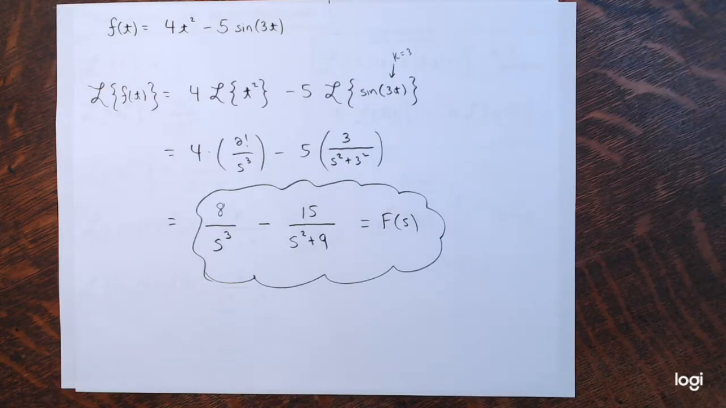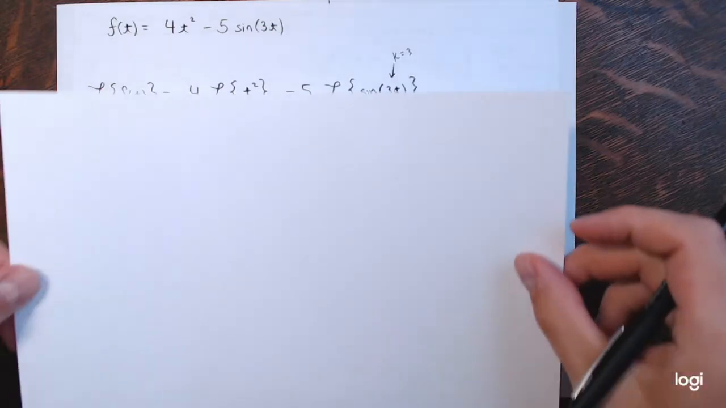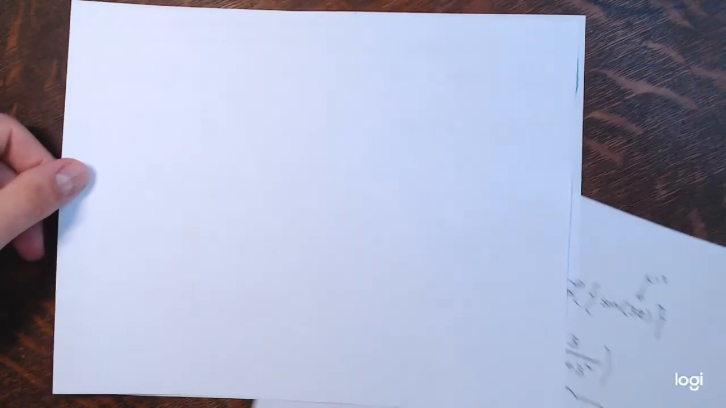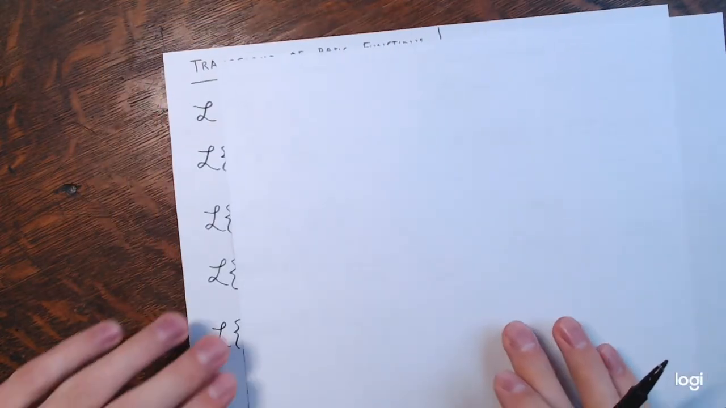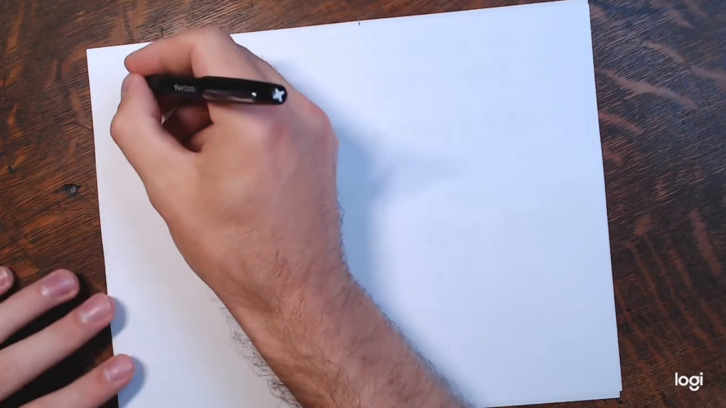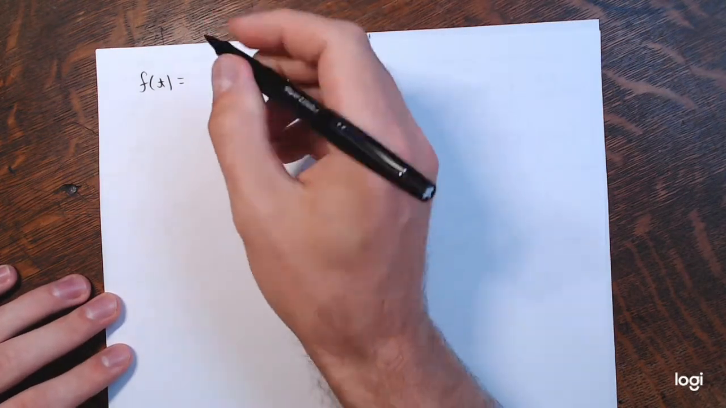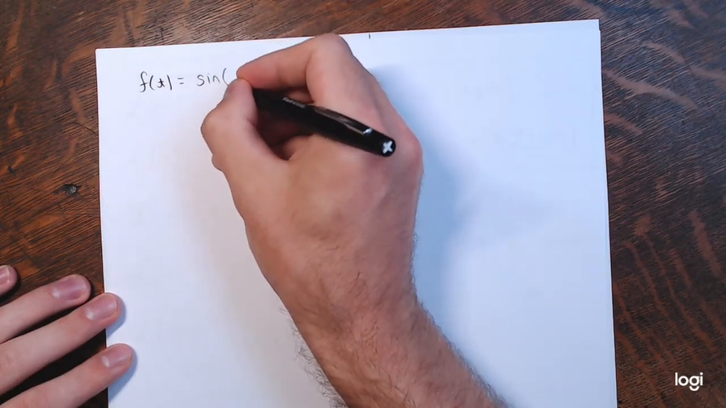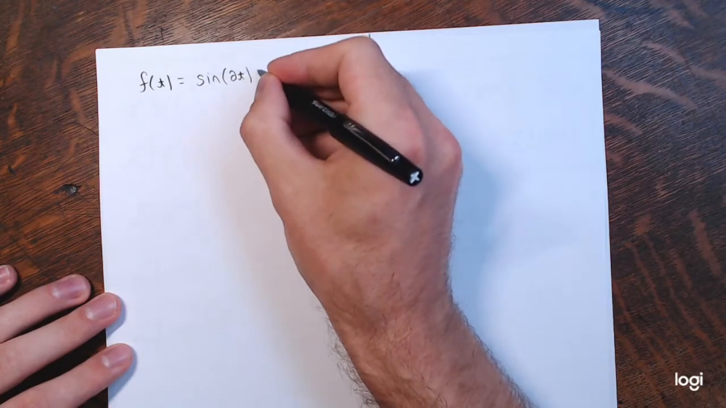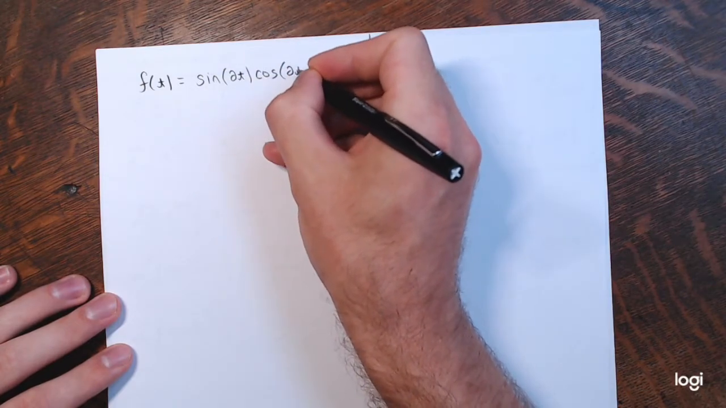All right. Now I know I said before there were four examples. Here's a fifth one, where we might have to use some sort of identity to get one of these basic functions to show up. All right, here's another one. So f of t equals the sine of 2t times the cosine of 2t.